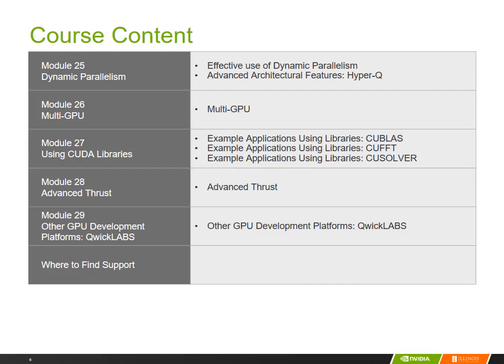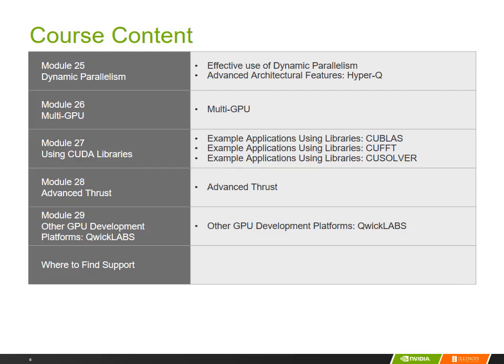And Module 26 introduces the basic techniques and some of the tools for using multi-GPUs in the same system. And this is becoming increasingly important as applications such as deep machine learning and deep neural nets require low latency collaboration between GPUs to be able to increase the speed and the efficacy of the training.